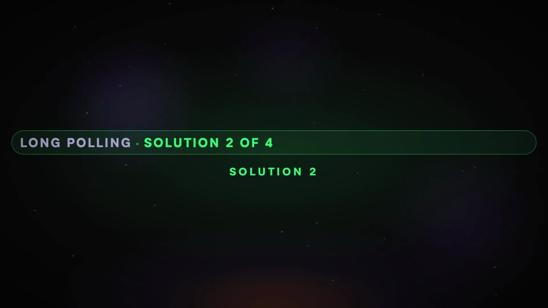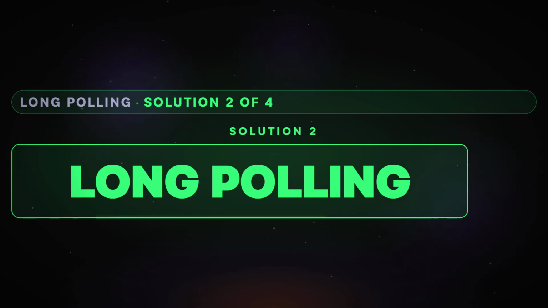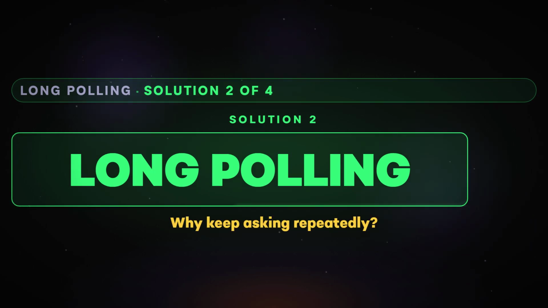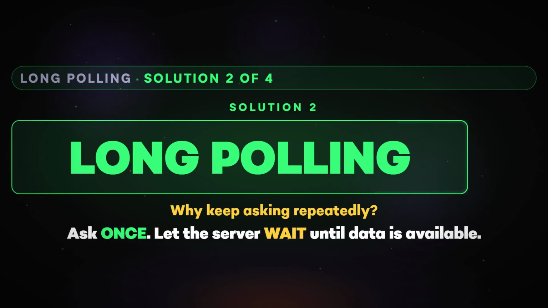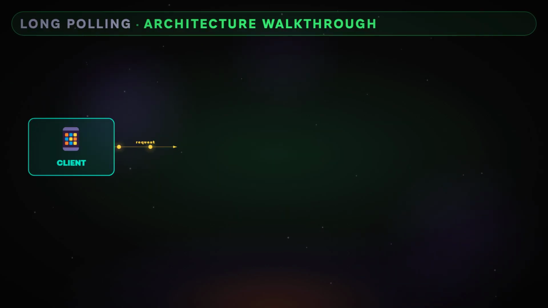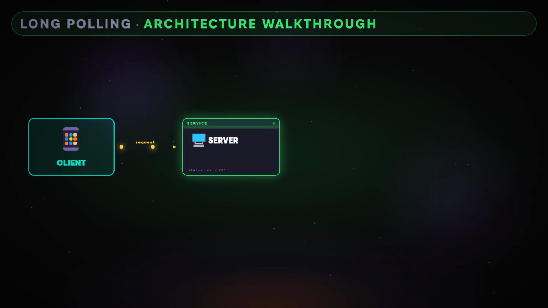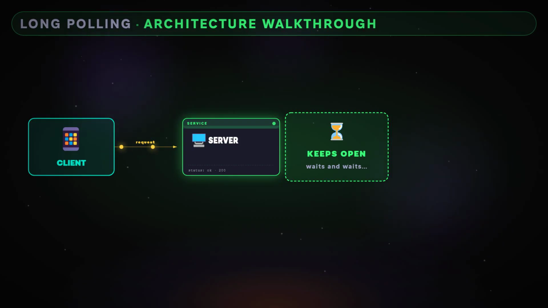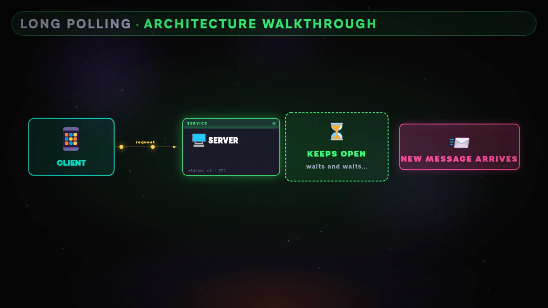Engineers asked, why keep asking repeatedly? Why not ask once and let the server wait until data is available? This idea became long polling. Let's follow this request. The client sends a request to the server, but unlike normal polling, the server doesn't respond immediately. Instead, it keeps the request open. Then it waits and waits and waits. Eventually, a new message arrives. Now the server immediately sends the response. The client receives the update and then immediately opens another long polling request.